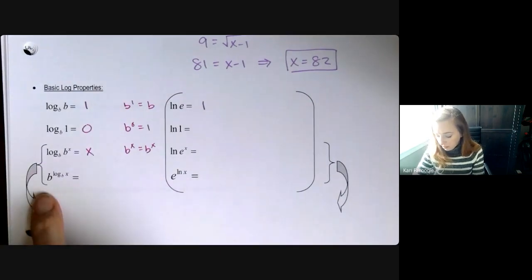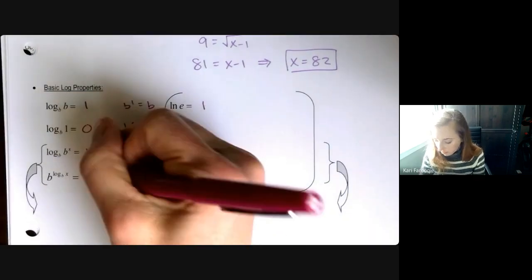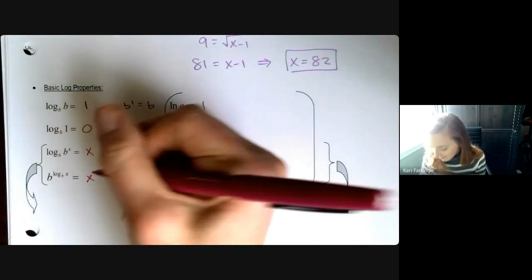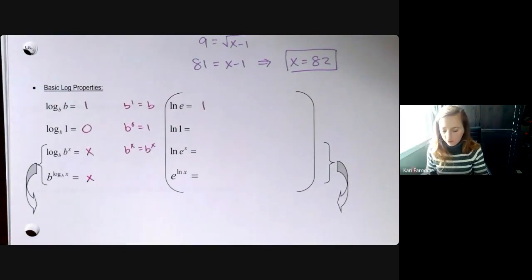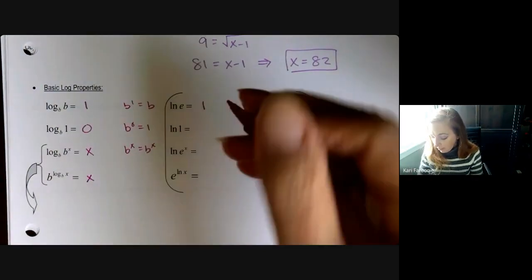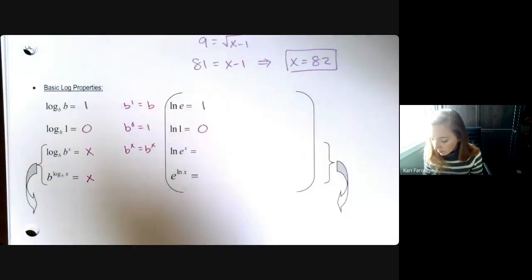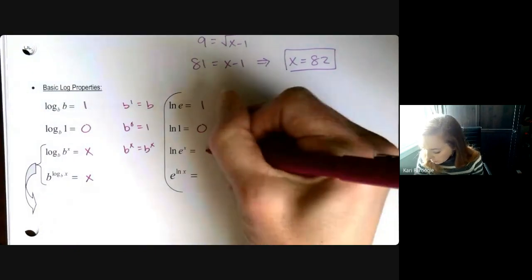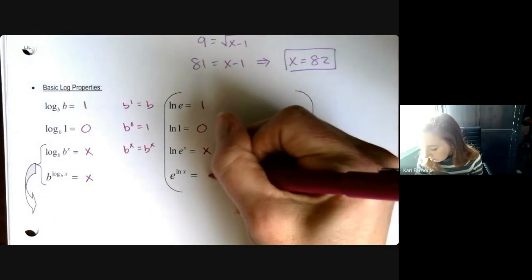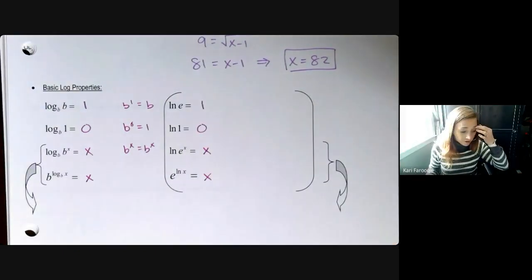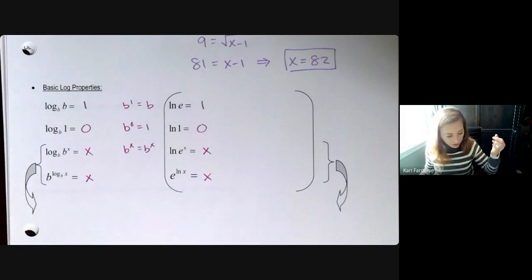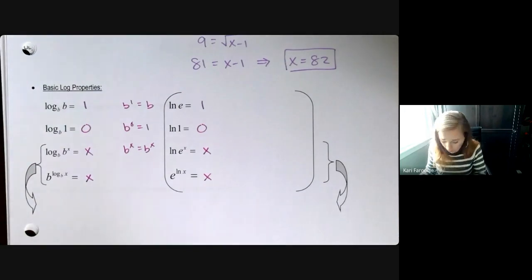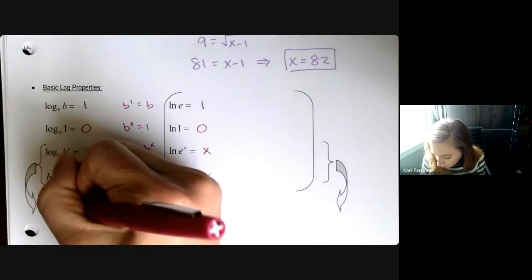Now, b to the log base b of x is also x. That one looks more confusing when I write it out, so I did not write that. But we have the same property. Sorry, I should have filled this in. ln of 1 is 0. For the same reason, ln e to the x is x, and e to the ln x is x. Now, notice that these last two are inverse properties of exponential and log functions.